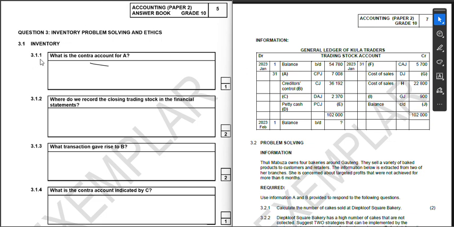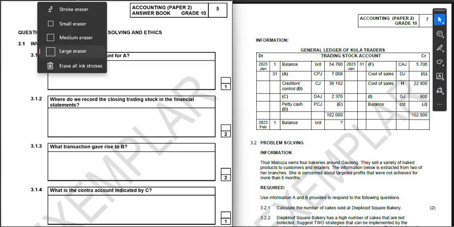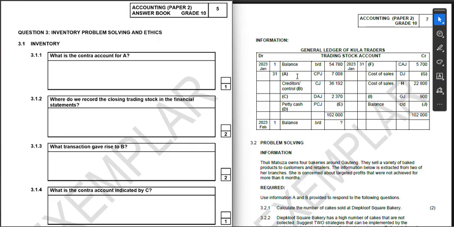It says 3.1.1: What is the contra account for A? Let's look at A and check. This is a CPJ. CPJ tells us very simply that this must be bank. So we are going to write bank. There's the contra account. It suits one mark. All right, and then we look at the next one here.